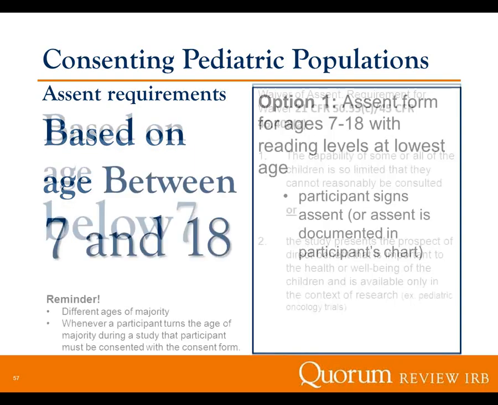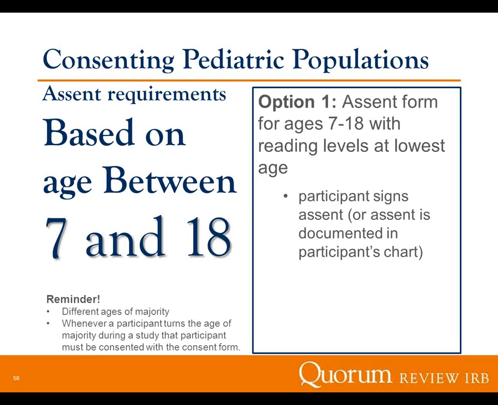What if you have ages between 7 and 18? So here we have options for this age group. The first option, you can actually have an assent form, one assent form separate from the consent form for ages 7 to 18, and you should make sure the reading levels in that document are at the level of the lowest age. Here, a participant would sign the assent form, or if the IRB finds this is appropriate, have oral assent and document this in the participant's chart. So that's one option. You just have one assent form for 7 to 18-year-olds, and again, you'd have a separate consent form for the parent or guardian.